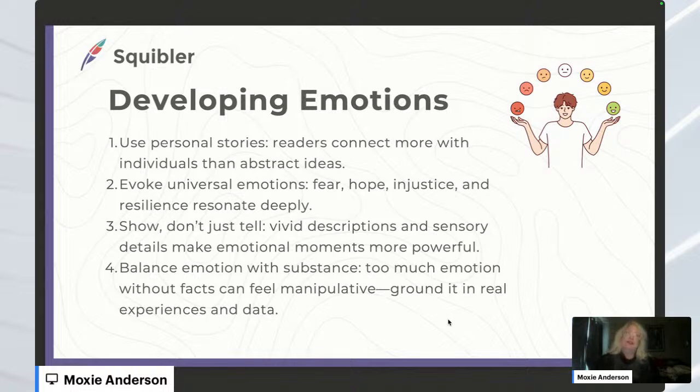You also want to make sure that you show and don't just tell. Use vivid descriptions and sensory details to make emotional moments more powerful. There are two ways to do this with Scribbler's AI. You can use the rewrite, show, don't tell function. You can also use the describe function, which includes the five senses, sight and smell and touch and so forth, to develop this sense of vivid descriptions. You also want to make sure you're balancing emotion with substance. Too much emotion without facts can feel manipulative. So ground it also in real experiences and data when you're working on your nonfiction persuasive book.